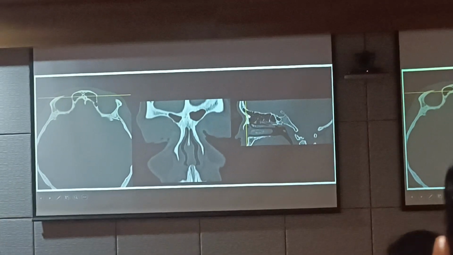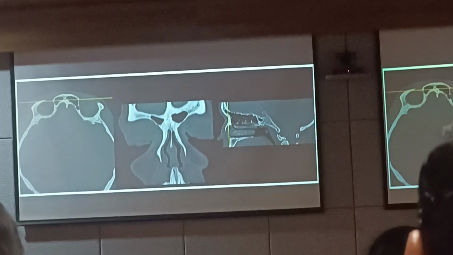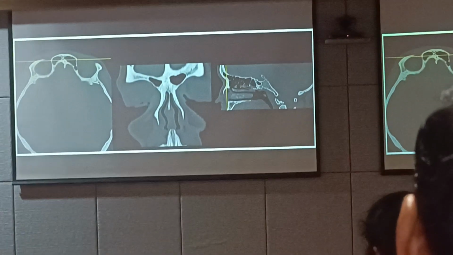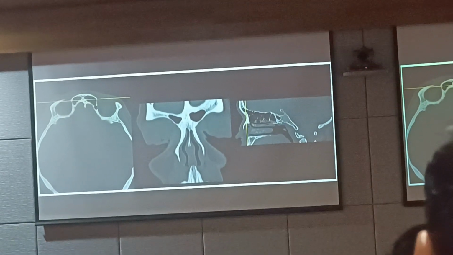Alright? I think later in the afternoon there are some scans. We'll try and show you some other scans in all three dimensions. But this is just to teach you what all to see on the scan. Is that okay? Any questions?